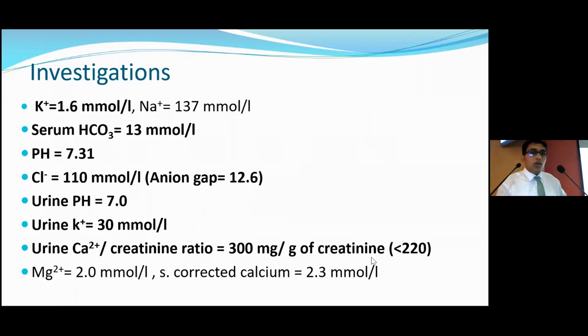Because of the low potassium value in the venous blood gas, we did an urgent serum potassium, which was 1.6 millimoles per liter. She had a blood pH of 7.31 with serum bicarbonate 30 millimoles per liter. She had a marginal increase in chloride values with normal anion gap. Her urine pH on day 2 and day 3 was 7. She also had increased urinary potassium excretion, 30 millimoles per liter. Her urine calcium creatinine ratio also increased, but she had normal magnesium and calcium levels.